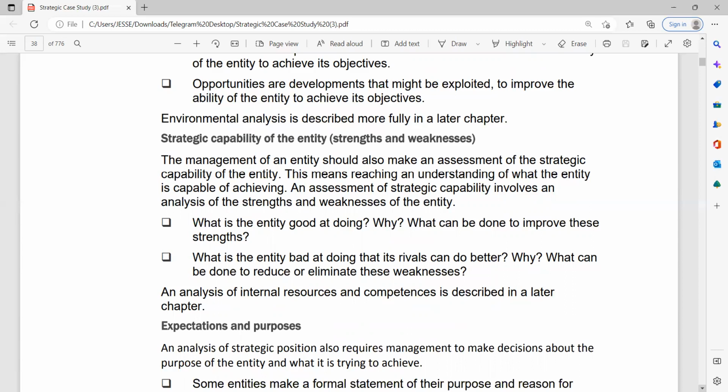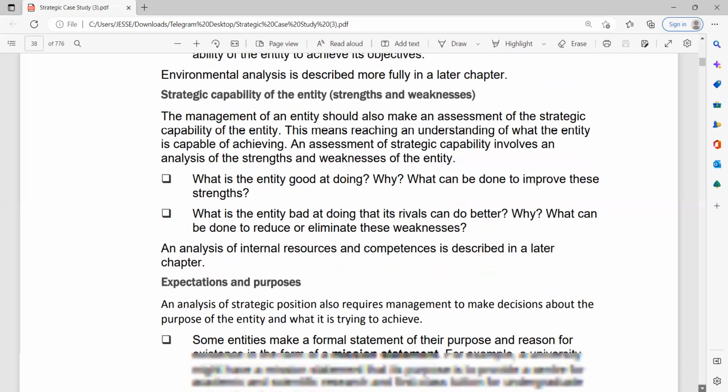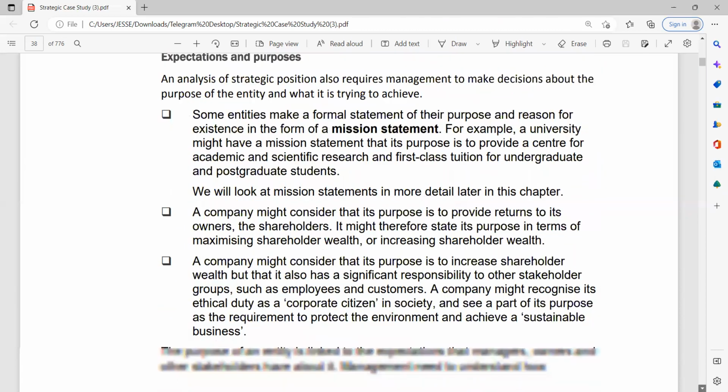So when you're looking at strategic capability, you're looking at what the entity is good at doing and what the entity is bad at doing, right? So those are the strengths and weaknesses. The strength is what the entity is competent at, and the weakness is what the entity is bad at doing, right? So this analysis of internal competencies and weaknesses is very, very important. Number three, we have expectations and purposes.